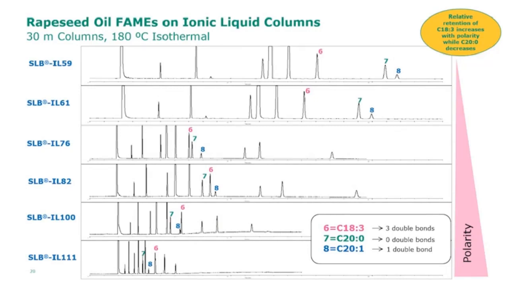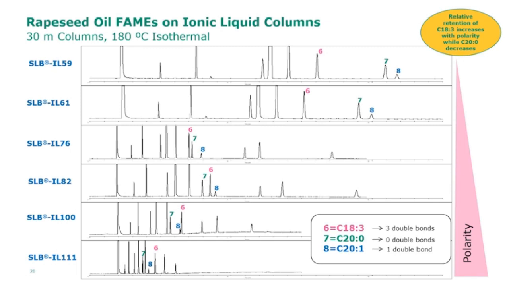Here's another example where we demonstrate the effect of selectivity of the ionic liquid phases as we go from the least polar, which is the SLBIL59, to the most polar. What we traditionally do is use rapeseed oil FAMEs as a marker because it contains a C18:3 fatty acid methyl ester, the C20 saturate, and the C20 with 1 double bond. As we increase the selectivity of the stationary phase, or the polarity of the phase, you can see the retention time changes. These columns were all 30 meter, 0.25 millimeter ID, by 0.2 micron film, all run at 180 degrees isothermal, identical conditions.